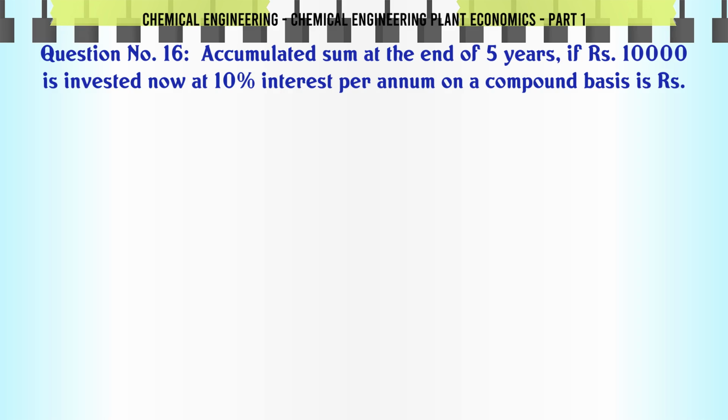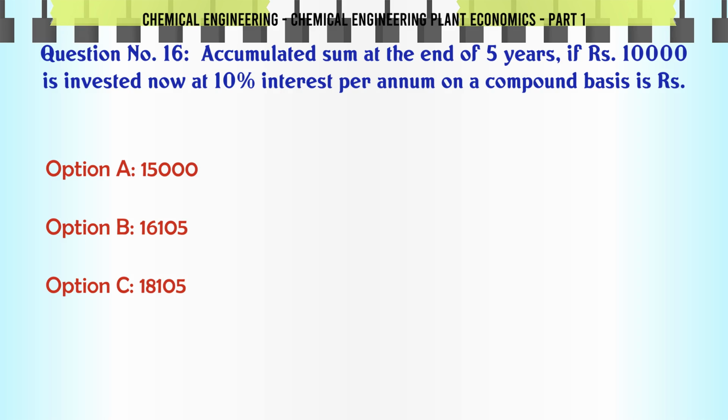Accumulated sum at the end of 5 years, if Rs 10,000 is invested now at 10% interest per annum on a compound basis, is Rs. A. 15,000, B. 16,105, C. 18,105, D.